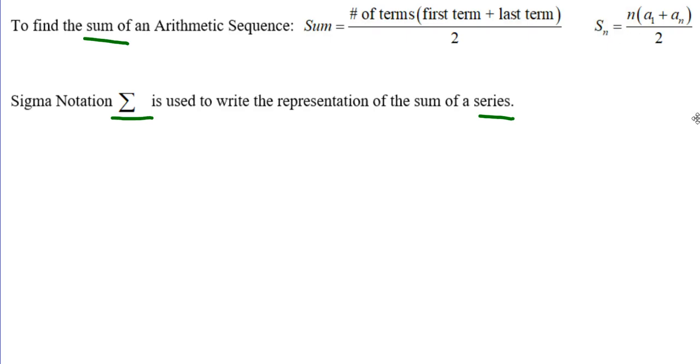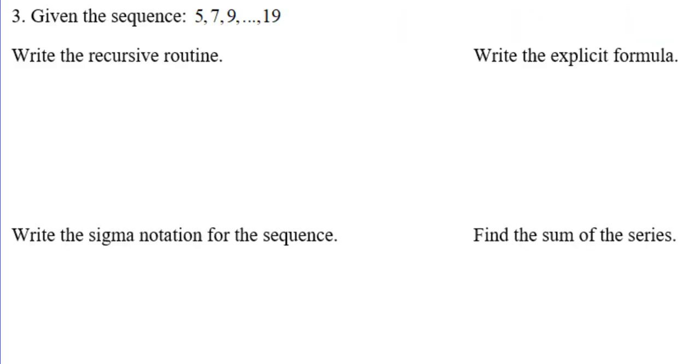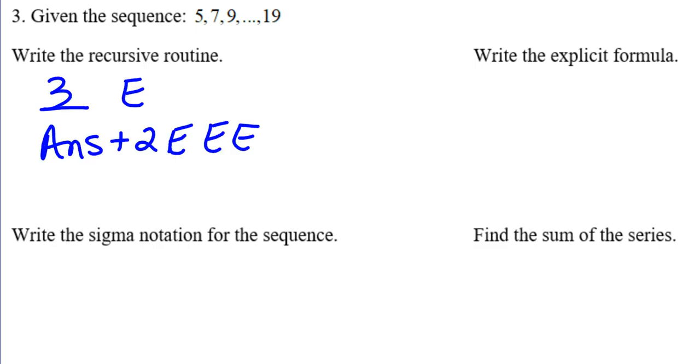So let's try a couple more and see how our summation skills are going and actually writing them in sigma notation. So here we have the sequence 5, 7, 9, and so on up to 19. I want to write the recursive routine for this sequence. And again, our first term is 5. So I have to recognize the pattern and go back to get our a sub 0. So here it looks like we're adding 2. So if I go back 2, I'm starting at 3. So I've got my recursive routine.